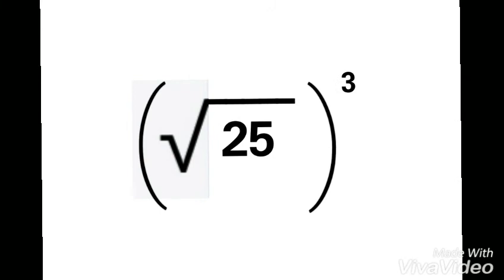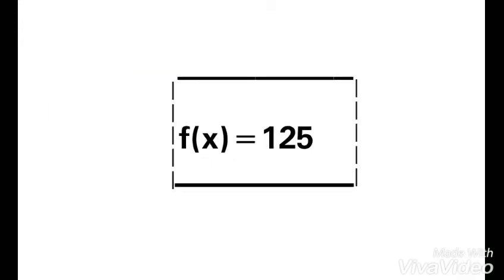Or we can also write this one because they both generate the same answer, and the important thing is the root is squared and the power is cubed. To get the answer, we need to get the root of 25, which is 5, and cube it. So we get 125 because 5 to the power of 3 is equal to 125. 5 times 5 times 5 is equal to 125.